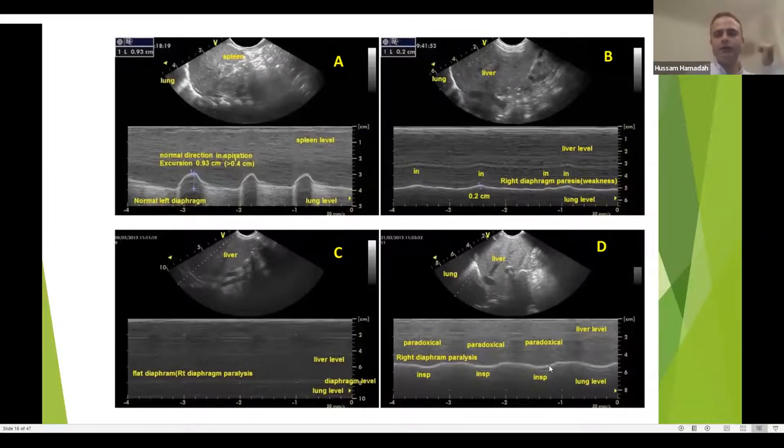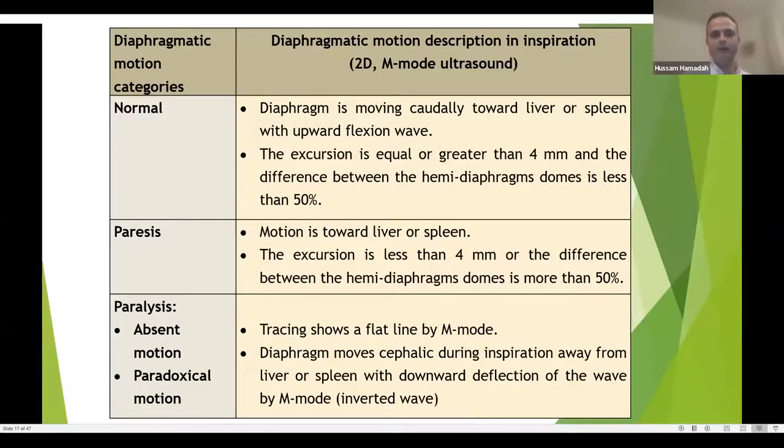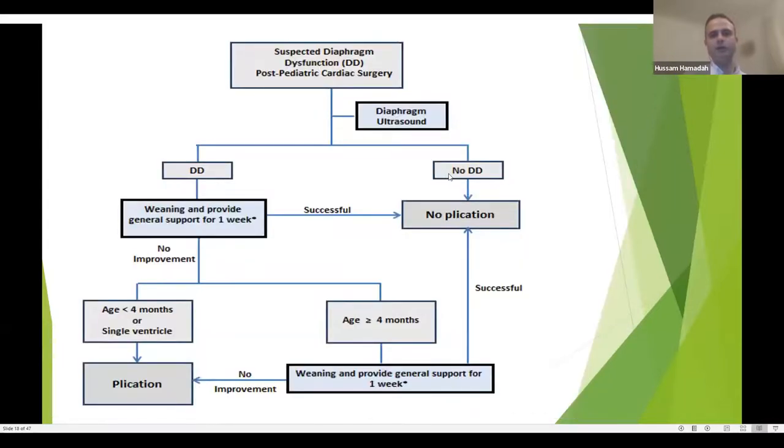When you do diaphragm ultrasound or vocal cord ultrasound, the patient should be disconnected from positive pressure ventilation. The patient should be left in spontaneous breathing. So we categorized our diaphragm function as normal or weak, or paralysis, either absent motion or paradoxical motion. Then we have an algorithm for diaphragm dysfunction post cardiac surgery.